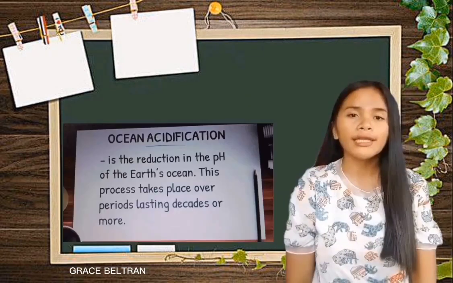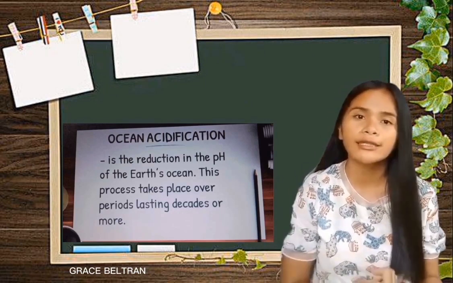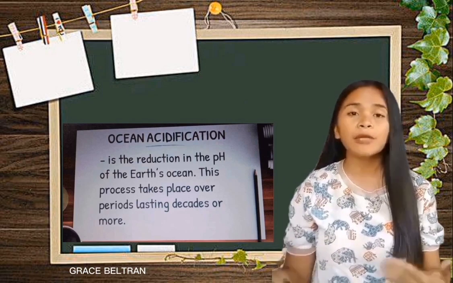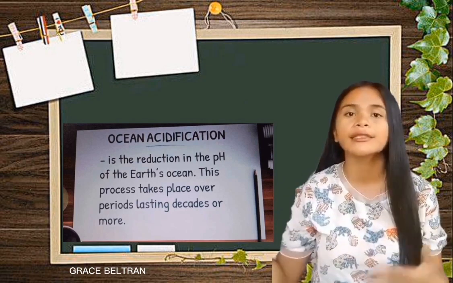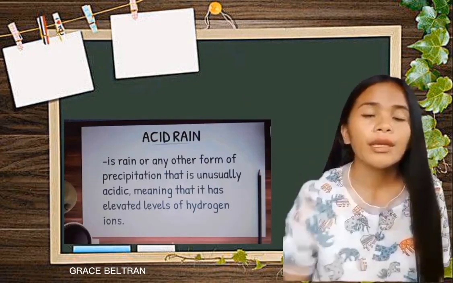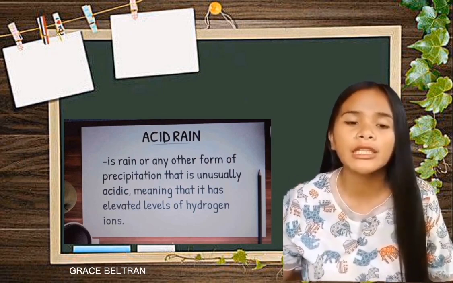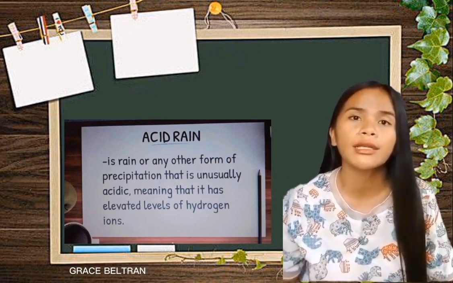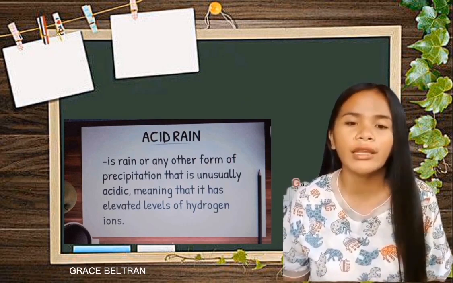Ocean acidification is the reduction in the pH of Earth's ocean. This process takes place over periods lasting decades or more. Acid rain is rain or any other form of precipitation that is unusually acidic, meaning that it has elevated levels of hydrogen.